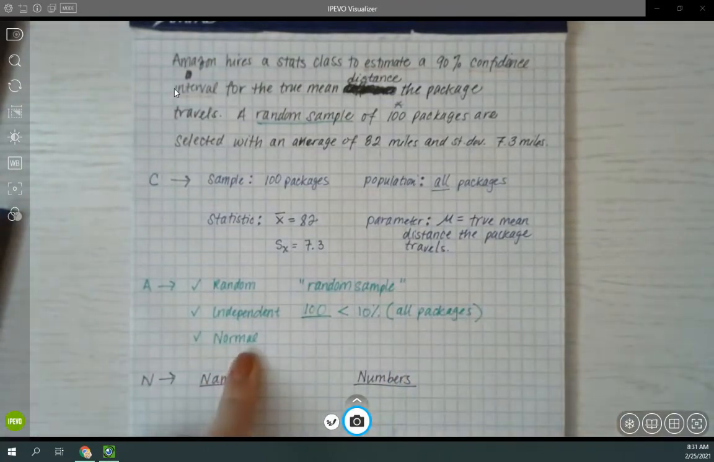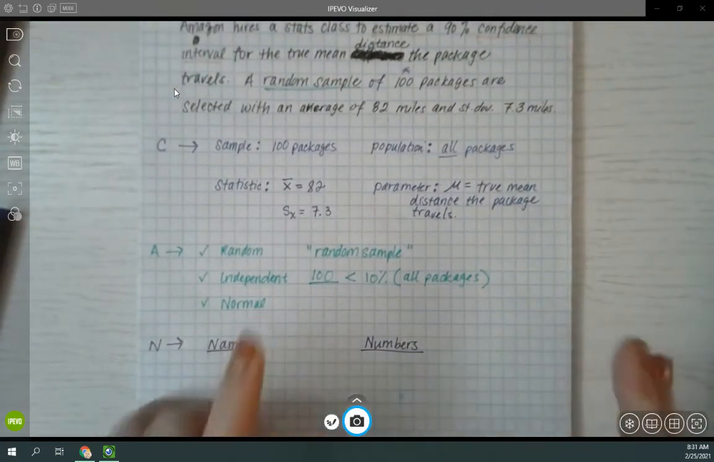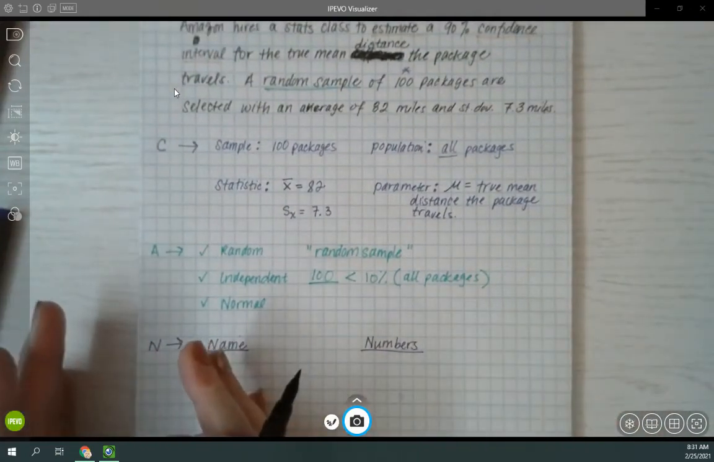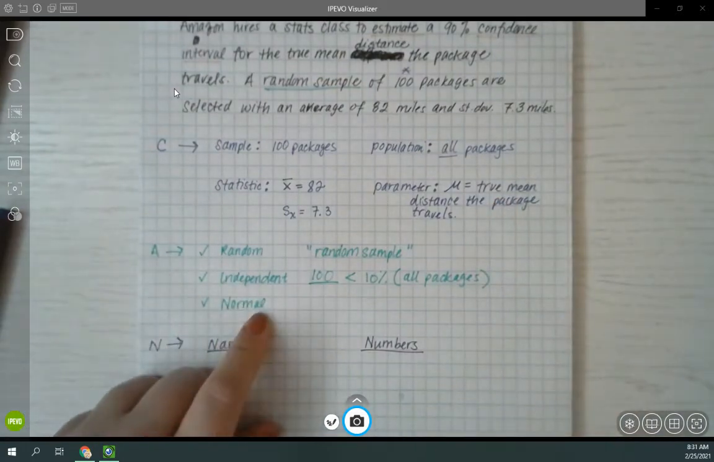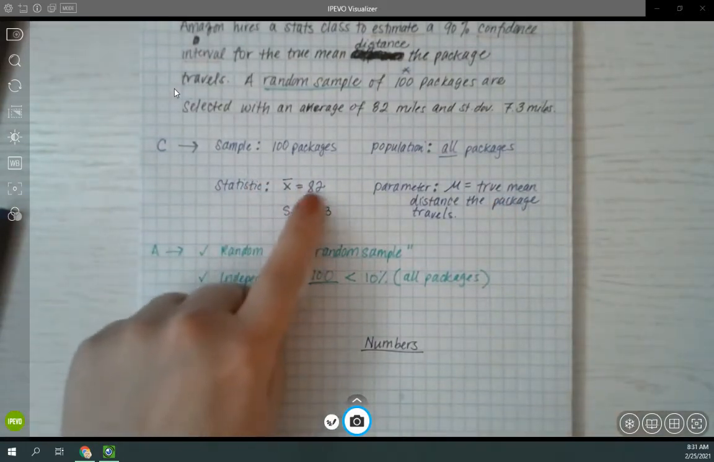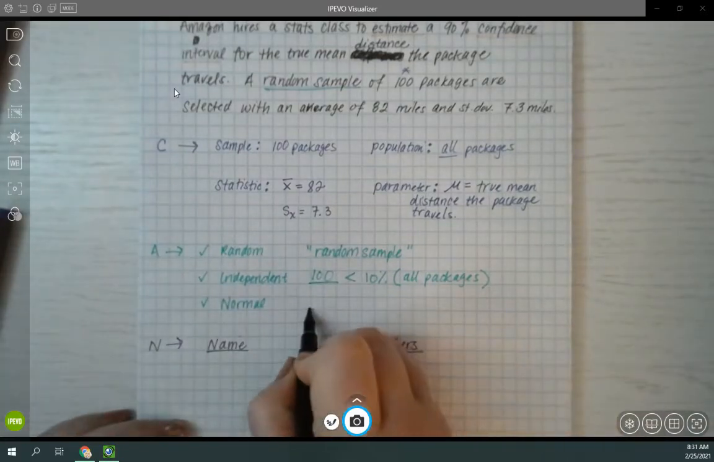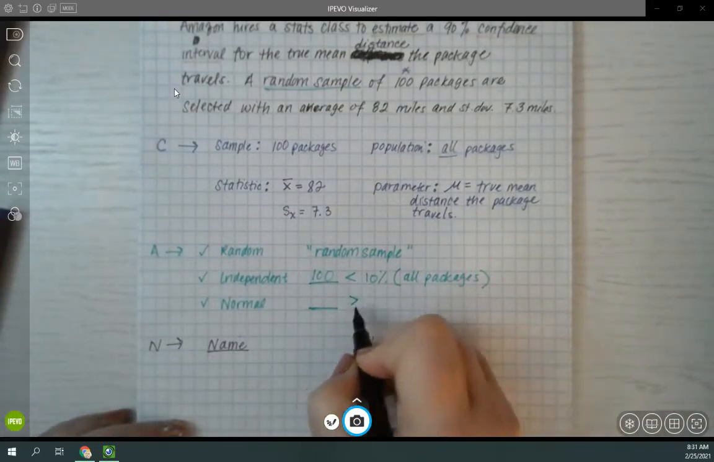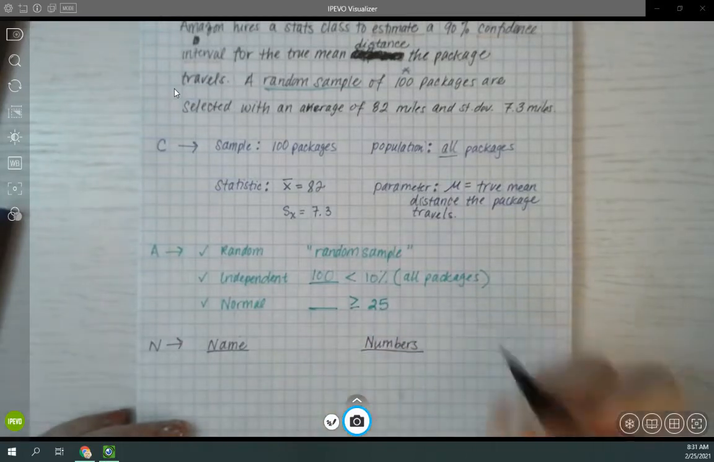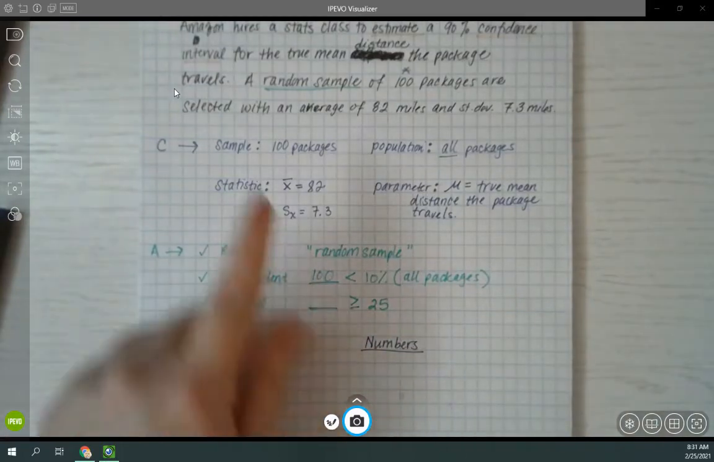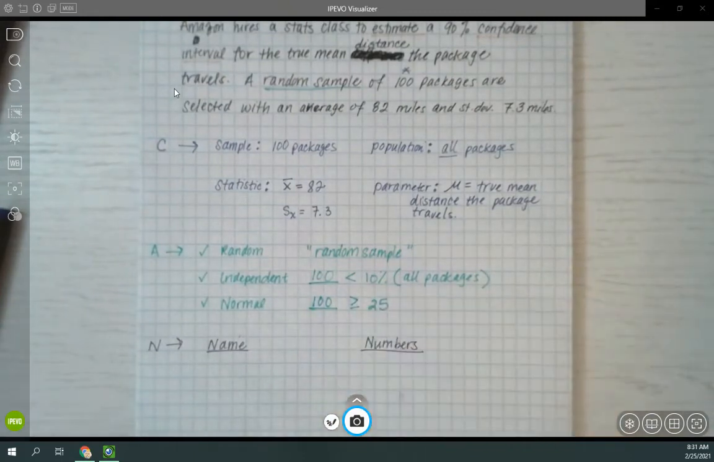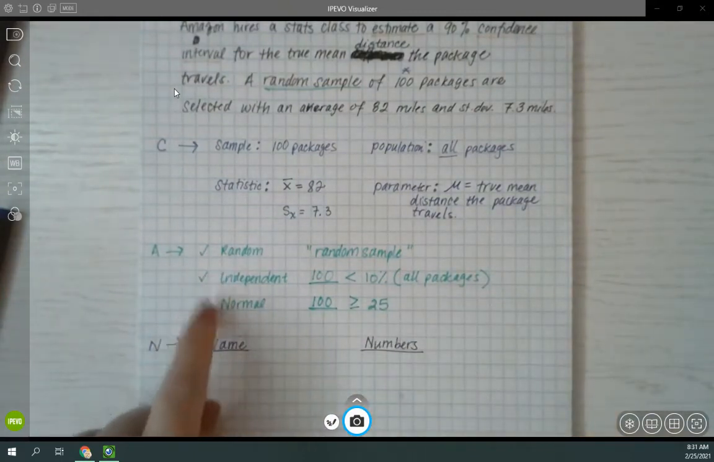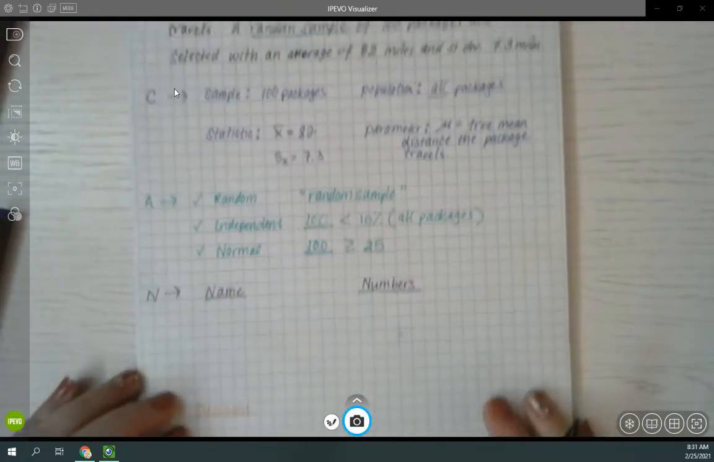And the last thing I need to do is double check normal. Now, side note, in proportions, we cared about success and failure being more than 10. Because this is a mean, because we're talking about averages, I just need to verify that the total number is greater than or equal to 25. How many packages do I have? 100. 100 is definitely bigger than 25. So I have checked all three of my assumptions.